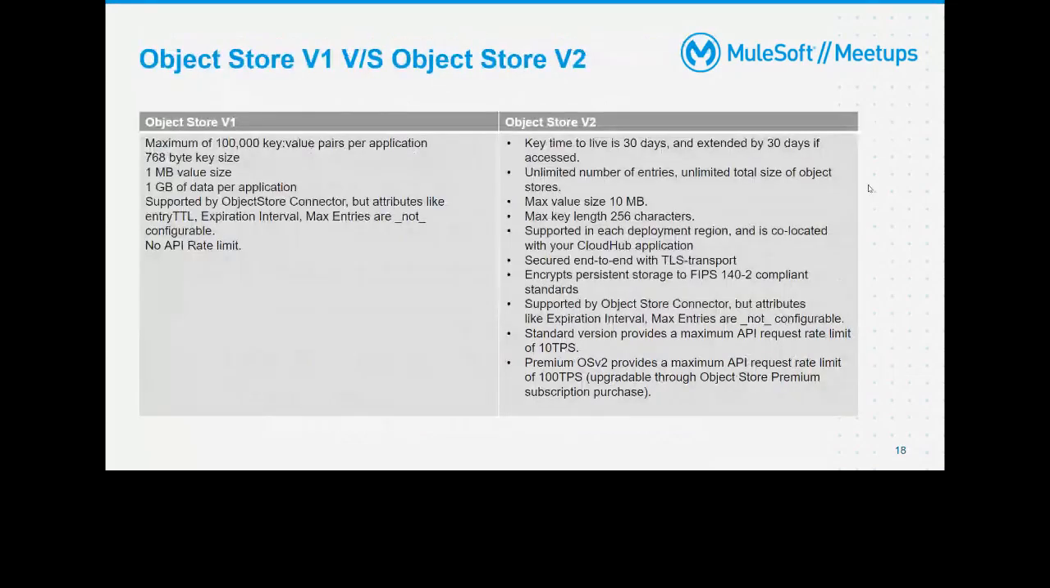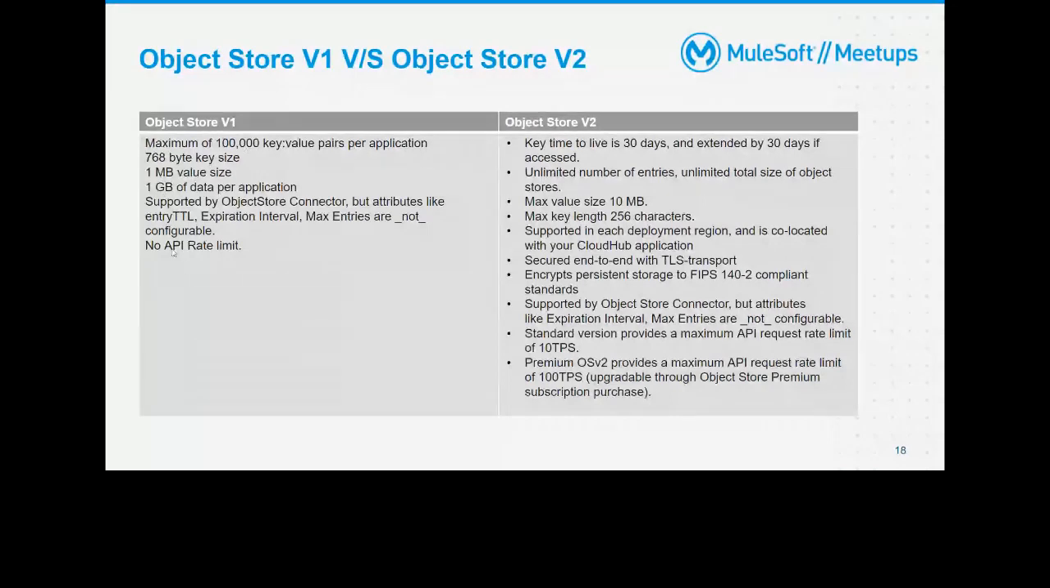Okay, these are some differences which I've discussed. As I mentioned, you can store 100,000 key value pairs per application. The key size should not exceed 768 bytes, 1 MB of value size, 1 GB of data per application. Basically here we have an unlimited number of entries and unlimited total size of object store, but here you see only 1 GB of data per application, or 100,000 key value pairs per application.